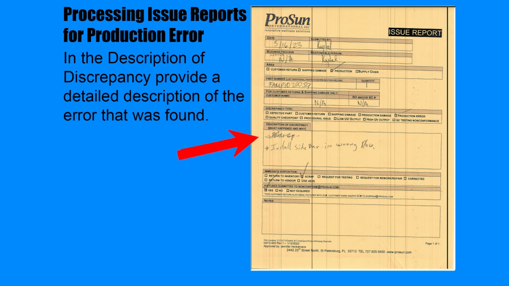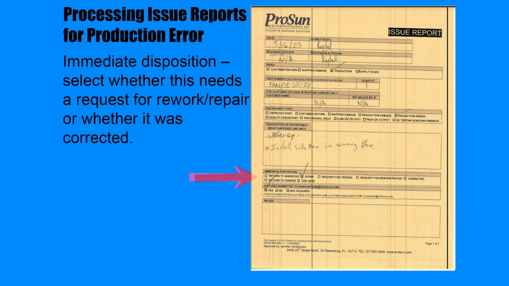In the description of discrepancy, provide a detailed description of the error that was found. The immediate disposition is what you did with the part. Request for rework/repair: select this if the unit needs to be sent back for rework or repair. Corrected: select this if you are able to resolve the issue and bring the product into conformance.